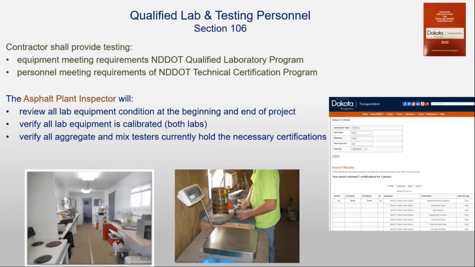The contractor has to provide these labs, and the equipment they're providing all has to be calibrated and certified according to the quality laboratory program. They also have to provide testers that meet the testing certification program, North Dakota DOT. So the inspector will want to verify all that, make sure that all the equipment is in good condition and that all the testers have been certified. They can go to the online registry and find that out.